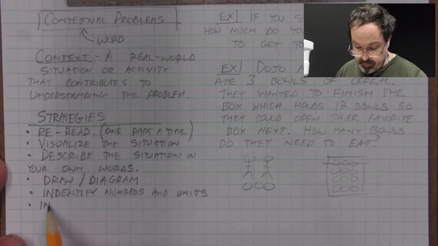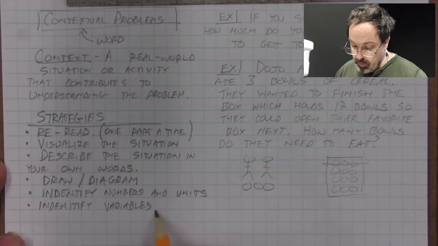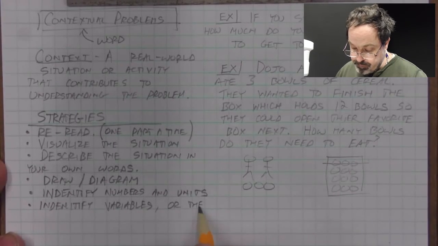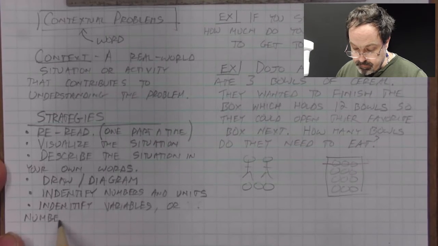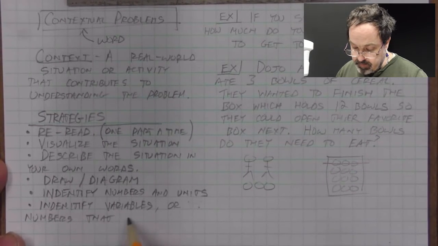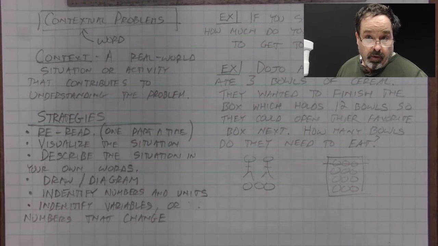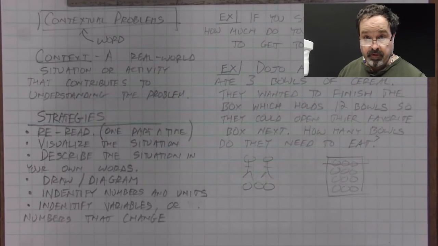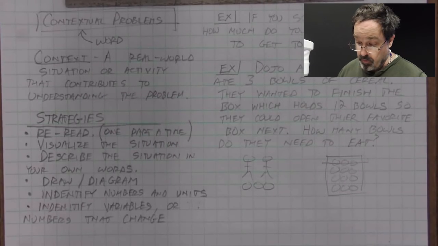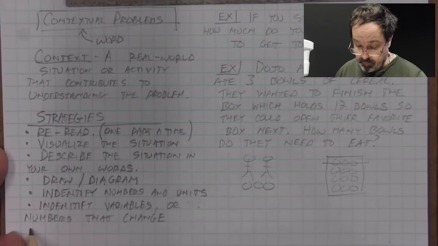And we can identify variables, or numbers that change. This problem doesn't have variables in it, or at least it's not required in understanding this situation to think of any numbers that may change. When we get into algebraic contextual problems, identifying variables would be very important.